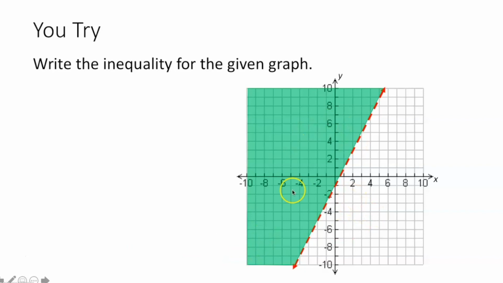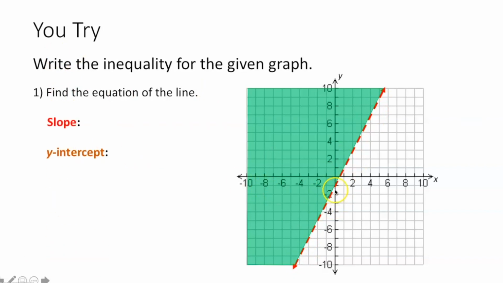Okay, again, we are given the graph and we want the inequality. So first, we're going to find the equation of this dashed line. We start by finding the slope and the y-intercept. What's the y-intercept? Well, that's where the graph crosses the y-axis. That would be right here at negative 1. So our b value is negative 1.